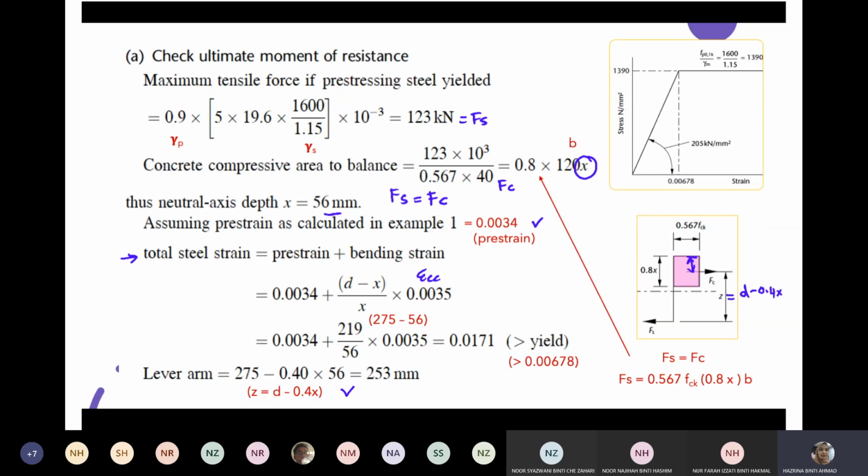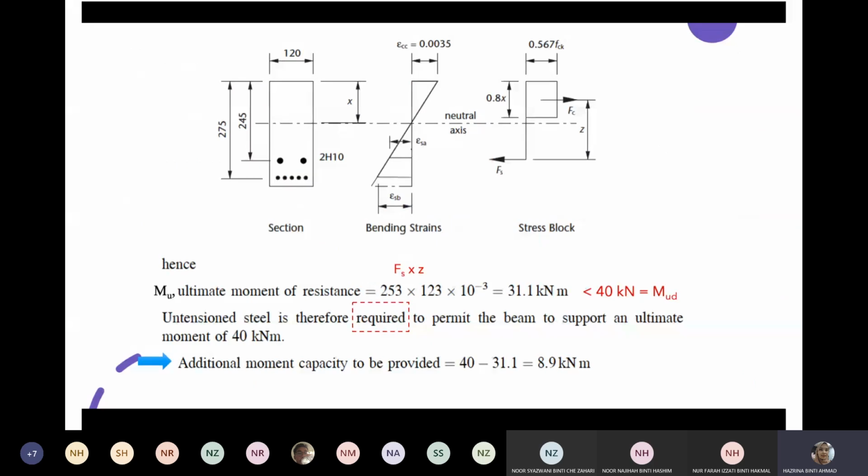So we have here 253. Hence, we calculate the ultimate moment of resistance using the value of Z just now. This is Z, and this is the value of Fs. So Fs multiplied by Z gives us the ultimate moment of resistance for our section, which is 31.1 kilonewton meter.